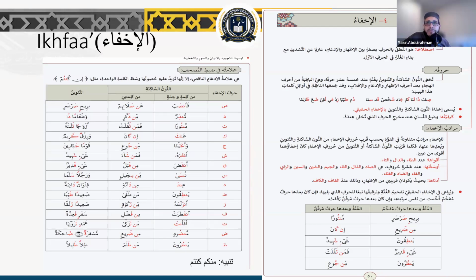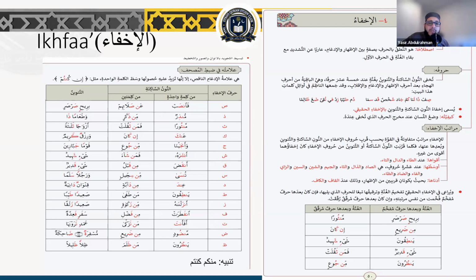Now I'll take the examples, inshallah, and we'll see how it goes. The sad, there are two types, of course. There's a type of ikhfa where it's in the same word, and there's a type of ikhfa which is in two words. And there's also types of ikhfa which is with the tanween as well.